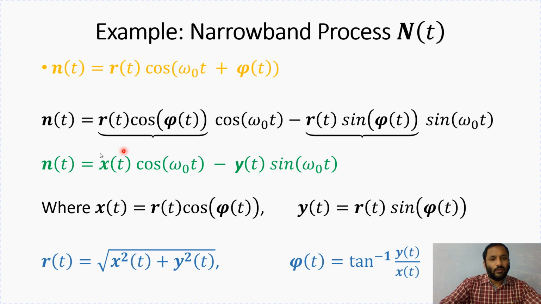What is the form of autocorrelation function of x of t and y of t? What will be the cross correlation between x and y? What will be the power spectral density of each of these processes? What will be the cross power spectral density of these processes? All of these will be studied in the properties of the narrowband process.